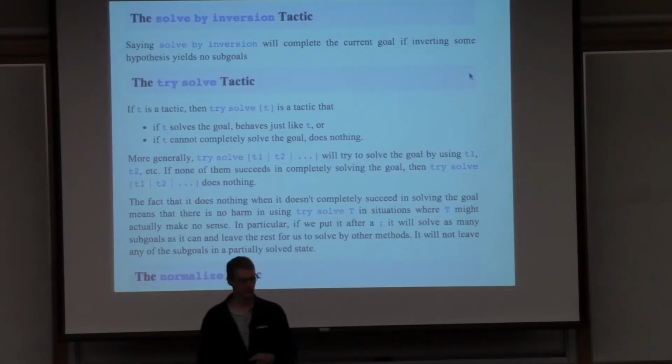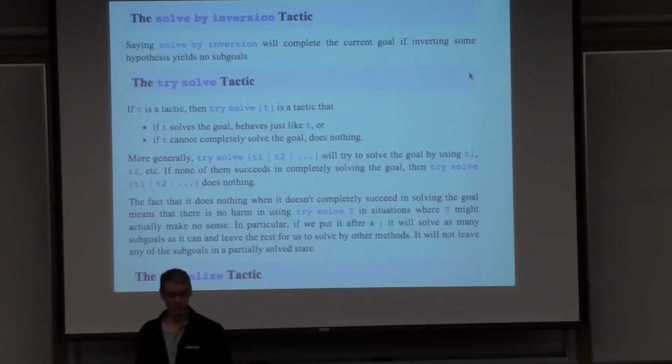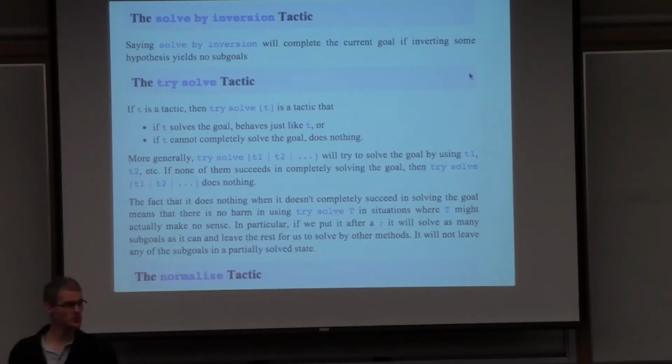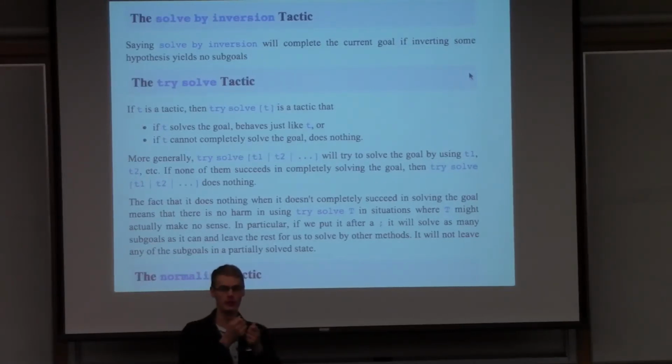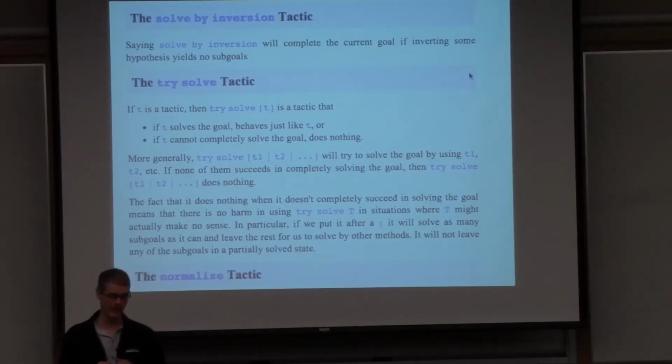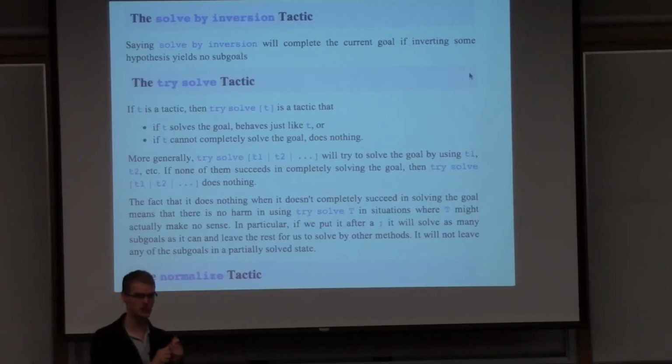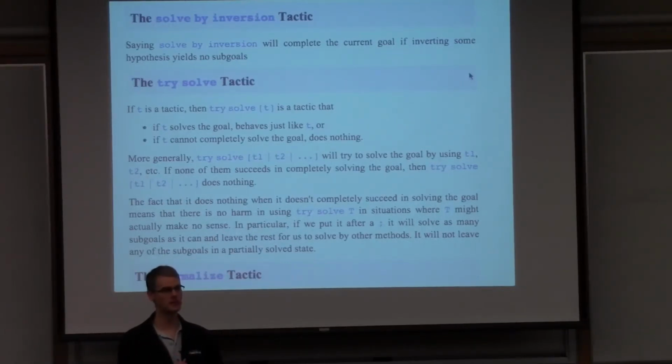Okay. Another useful one is solve by inversion. This is just a convenience. This is for situations where in the context there's something that if you invert it is going to give you 0 subgoals. So this just searches through the context, trying to invert everything it finds. And if it manages to find one that completely solves the goal, then it's happy. Otherwise, it leaves everything unchanged. Okay, so this is quite convenient sometimes.